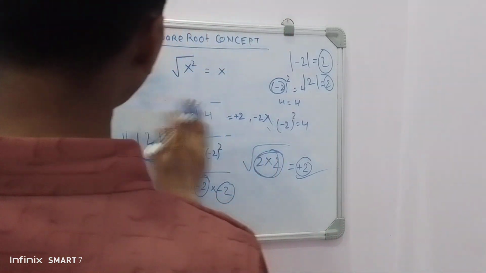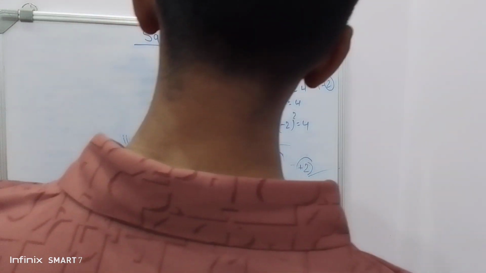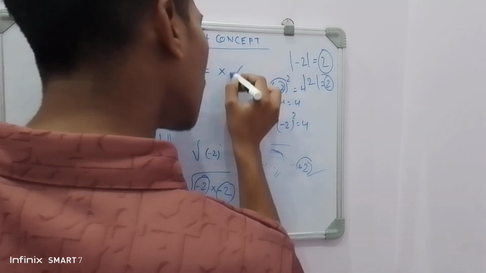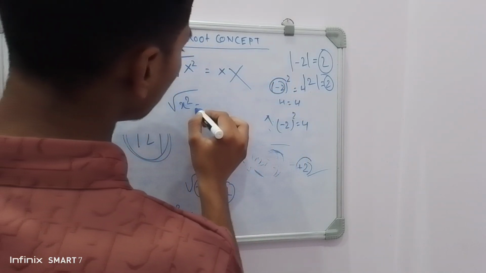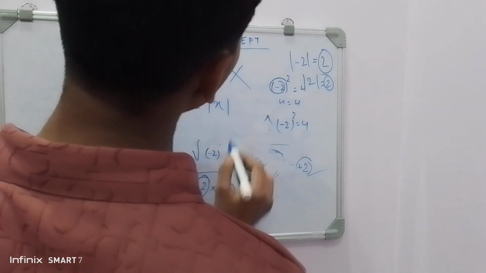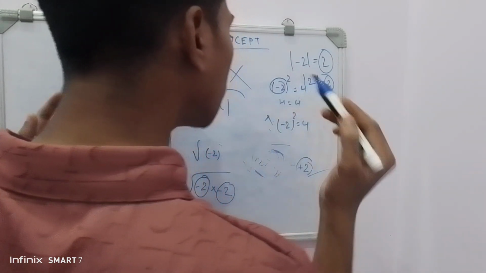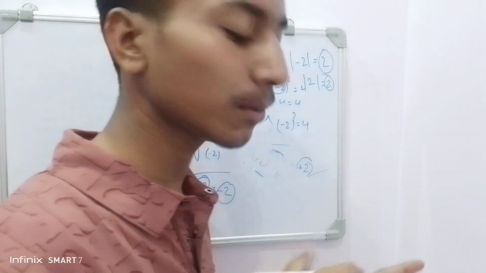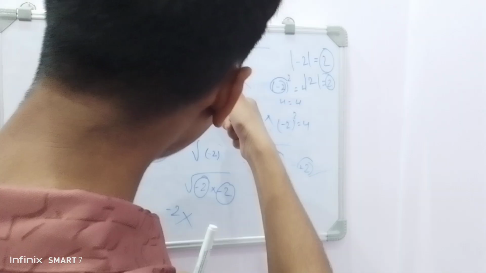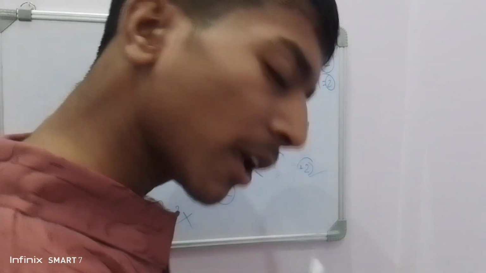So like this, if you say that the square root of x square is equal to x, this is the wrong answer, because the square root of x square is going to be the mod of x, and no matter whether x is positive or negative, if it is in the mod, the answer will be positive. And that is the main thing you have to understand here. And thank you for today.